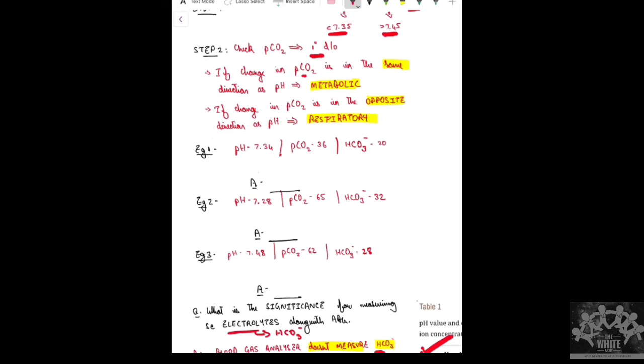Now we should see whether it is metabolic or respiratory. To see the primary disorder, we follow this algorithm. Simple. If the change in PCO2 is the same as the change in pH, if pH is reduced and PCO2 also reduces, or if pH increases and PCO2 also increases, then the process is metabolic. If PCO2 and pH go in the opposite direction, then we call it respiratory. So this is the simple process.